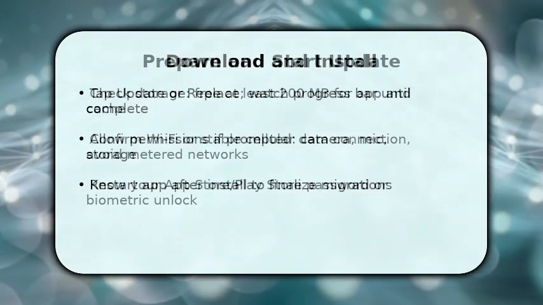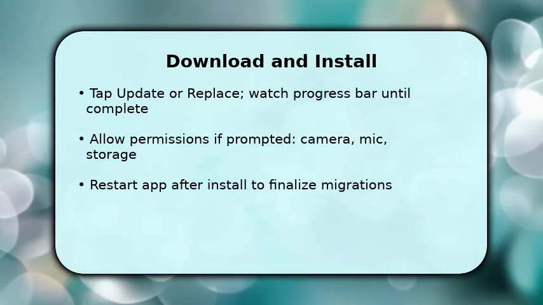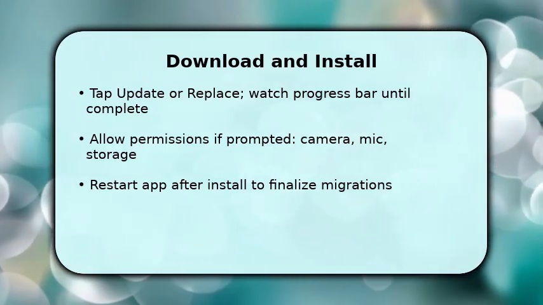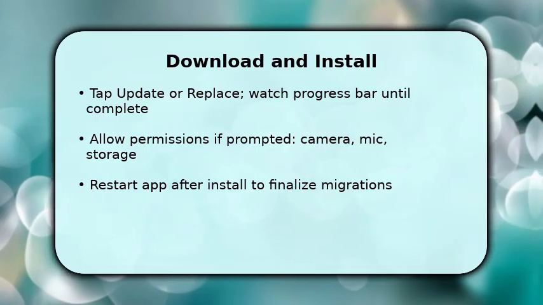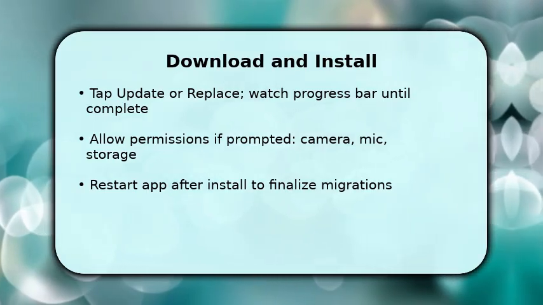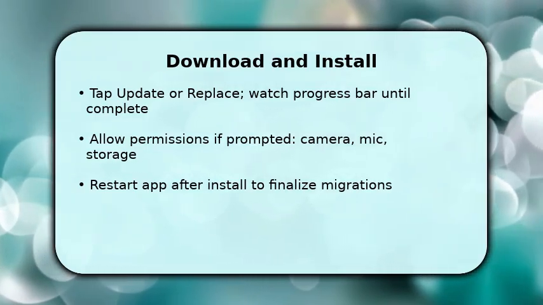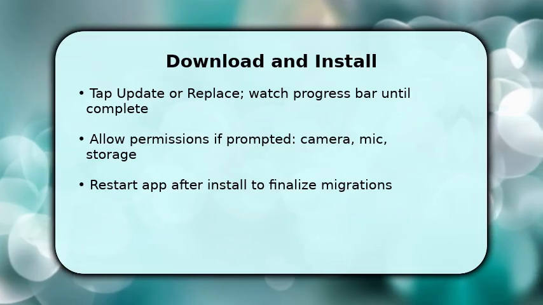You tap Update and monitor the download progress. The progress bar shows bytes transferred and estimated time, so watch it. If the store prompts for permissions, grant camera, microphone, and storage so features work immediately. Denying them can break core functions.